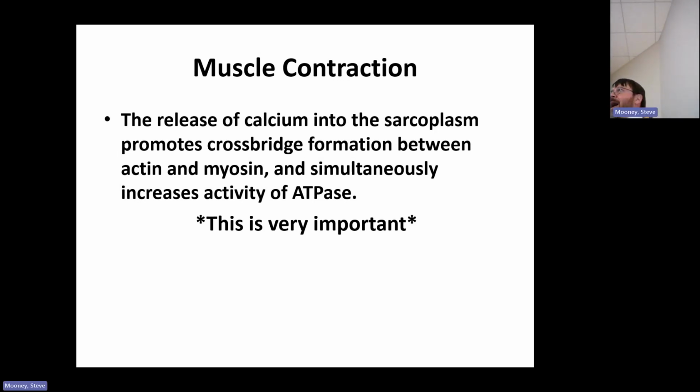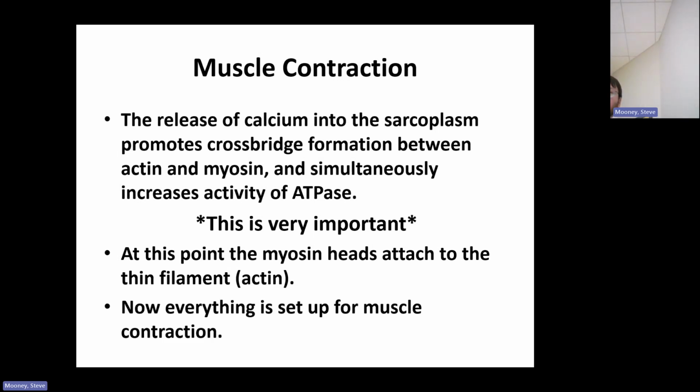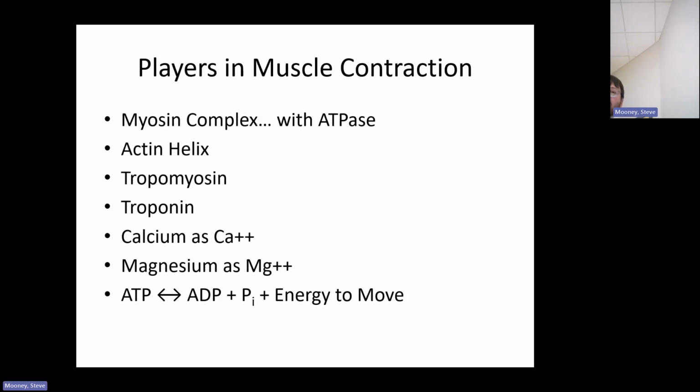So this is how it all gets done. So what are the steps that are involved with that? Once the calcium is in there, it does a series of steps that allow for that connection to happen. With that attachment, we can move and contract our muscle. So everything is set up for muscle contraction.